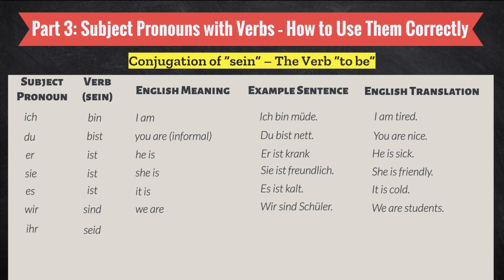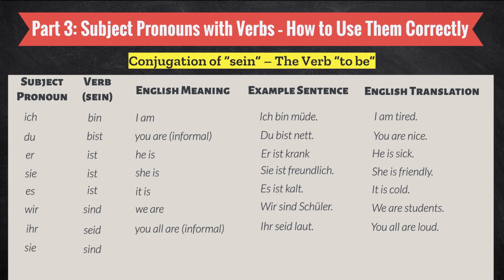Ihr seid. Ihr is used when you speak to more than one person in an informal way. To say you all are, in German we say ihr seid. Examples. Ihr seid laut. That means you all are loud.